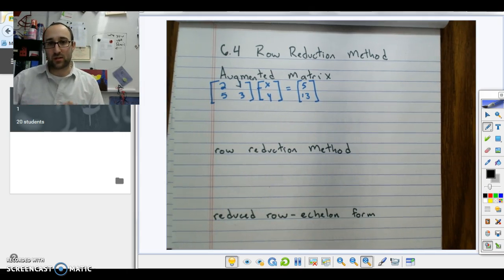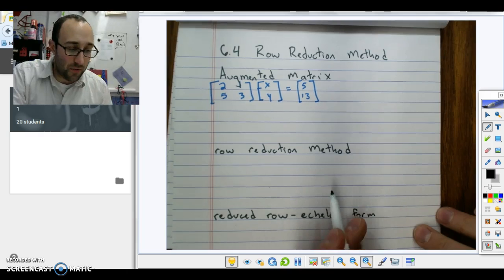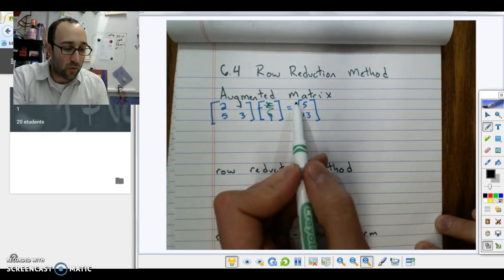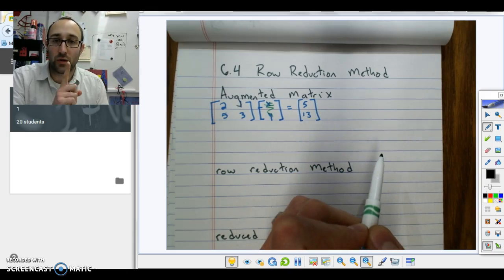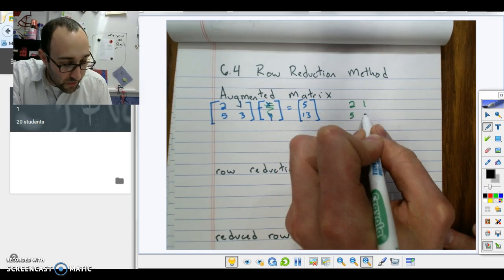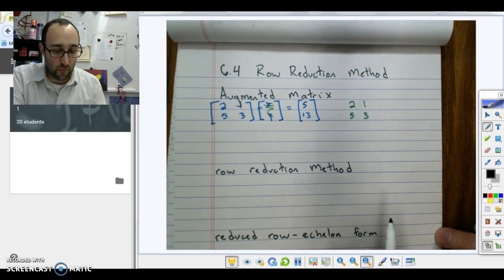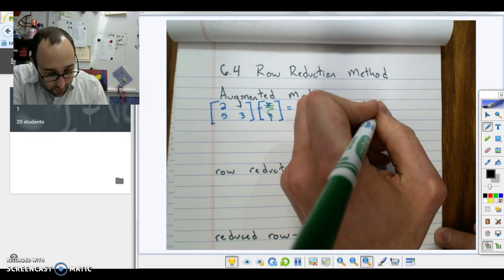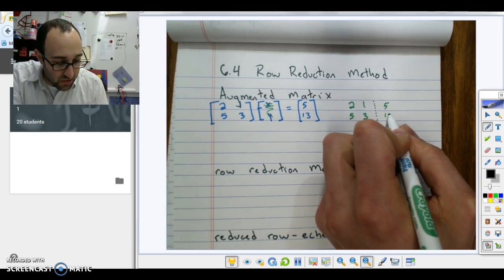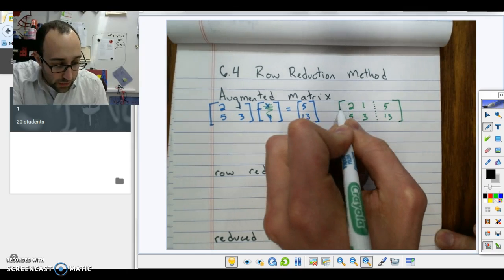We can rewrite this as an augmented matrix. This is what an augmented matrix looks like. It basically gets rid of this, and then we just include it all into one single matrix. So we would have 2, 1, 5, 3. And I've seen it a couple of different ways. You could either have these little dashes, and then you'd have your solution matrix of 5, 13, and have it all be one matrix.